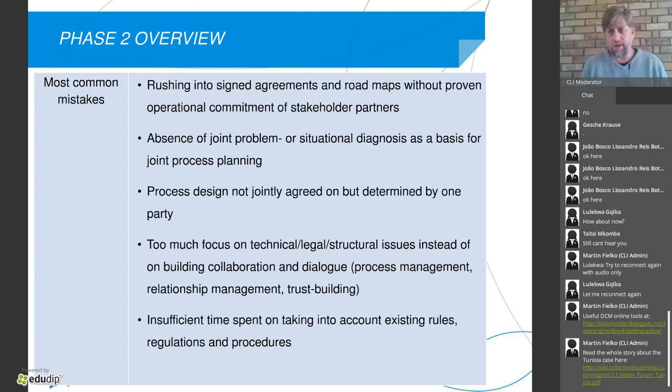And oftentimes we see an over-focus on technical, legal and structural issues instead of on building the collaboration and the dialogue, which is the process management, the relationship management, and continuing to build trust and resonance. And finally, there may be an insufficient amount of time for taking into account existing rules, regulations and procedures.